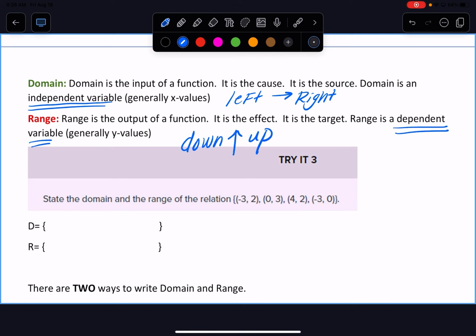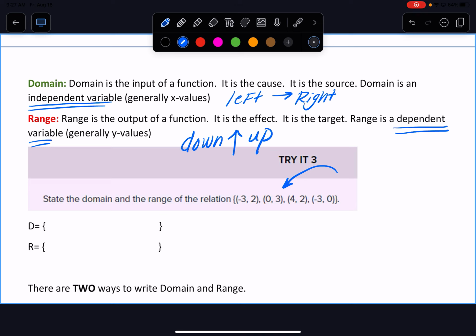So I wouldn't overcomplicate it for the most part. I would just watch some of these examples because I think you're going to get more out of it than trying to write it down. So look at this first set of points. It says, state the domain and range of this relation. Remember, a relation can be many things. Right here, we have a set of XY points.